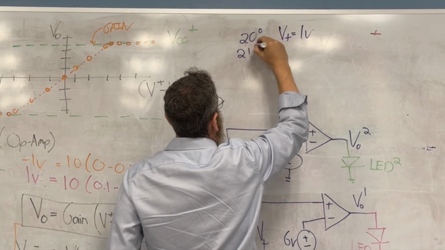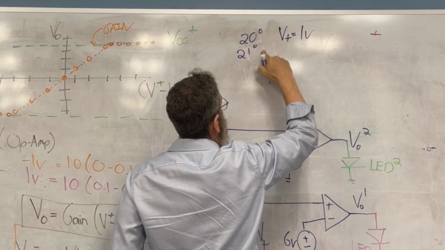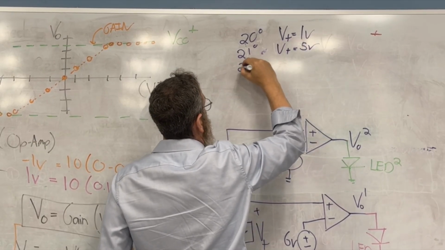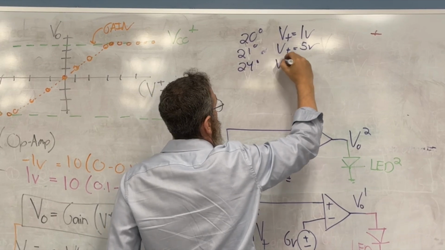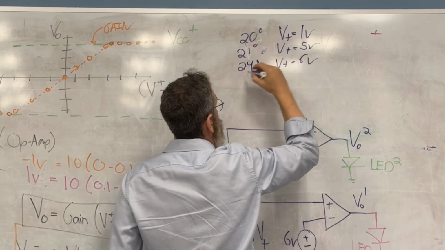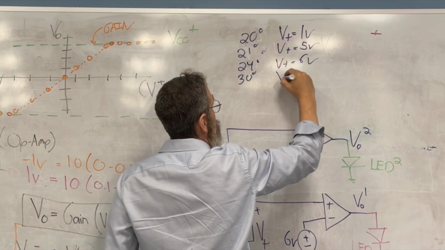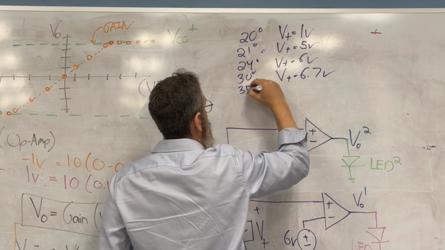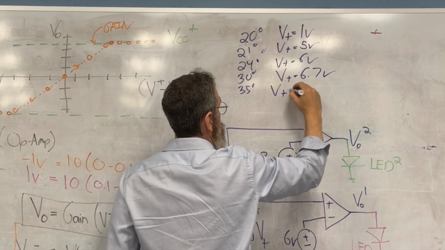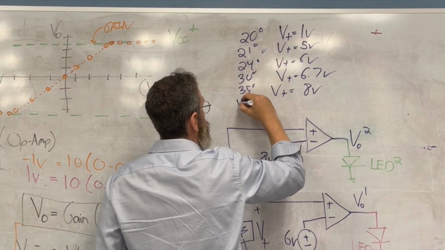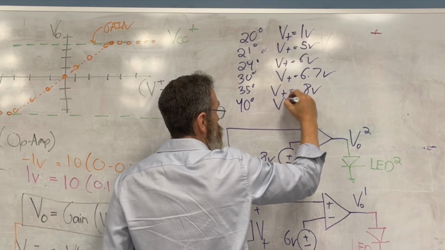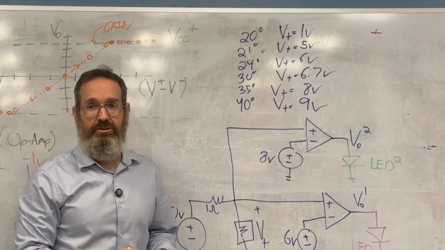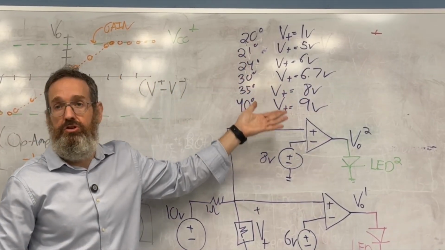Let's say VT is 1 volt at 21 degrees. VT is 5 volts at 20, I'm just jumping around. VT is 6 volts at 30 degrees. VT is 6.7 volts at 35 degrees. VT is 8 volts at 40 degrees. I'm writing a little sloppy here. VT is 9 volts. The actual values don't matter. You could have calculated these based on the circuit that you made.